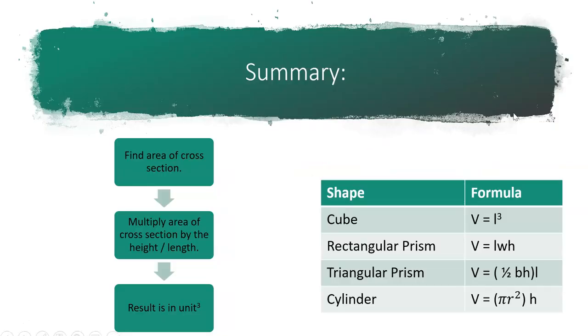All right, so summary. When we are finding the volume of a shape, we need to find the area of the cross section, so the initial shape on the end, multiply the area of the cross section by the height or the length of the shape, and the result is then in units cubed. And here we've got some examples of the formulas that we've looked at.